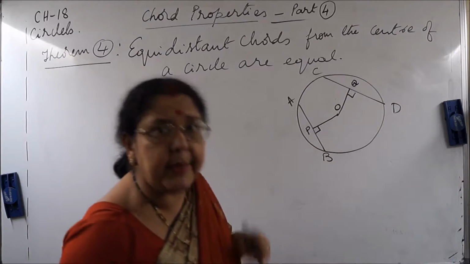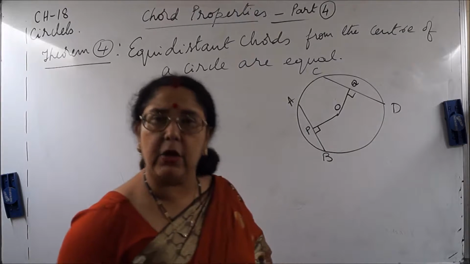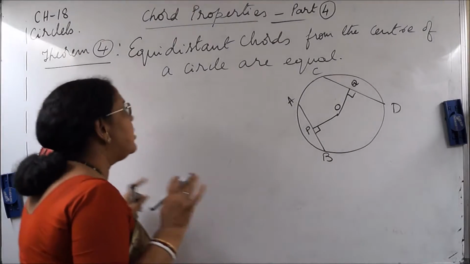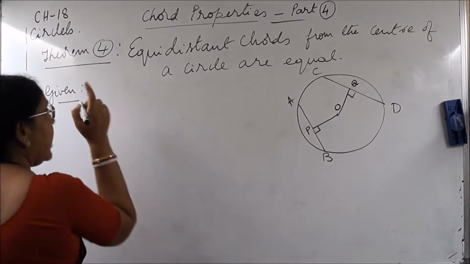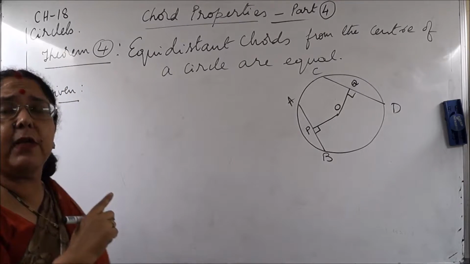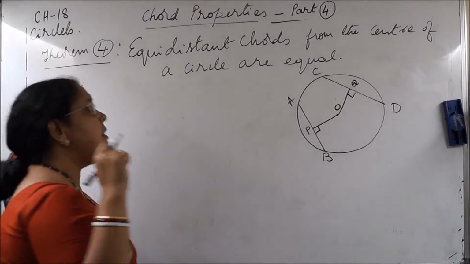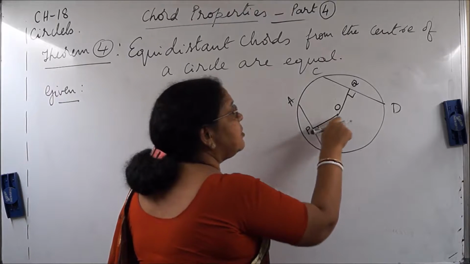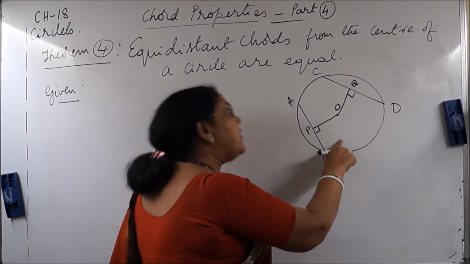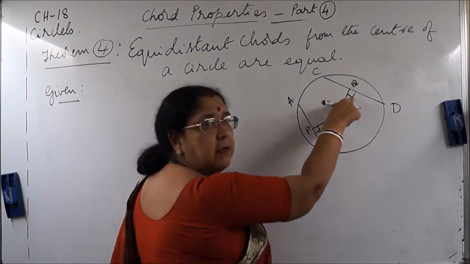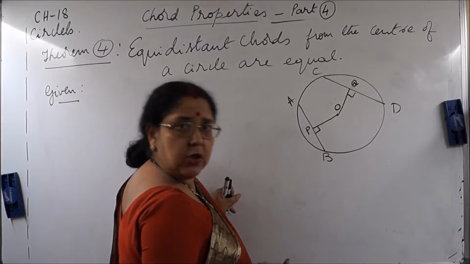Now what will we verify? We will verify whether chord AB is equal to chord CD or not. Again I repeat, in the theorem that we learnt in part 3, we knew chord AB is equal to chord CD and we proved that the perpendicular distance of each of the chords from the center is equal. Here we are aware that the perpendicular distances of these two chords are equal and we will verify that chord AB is equal to chord CD or not.